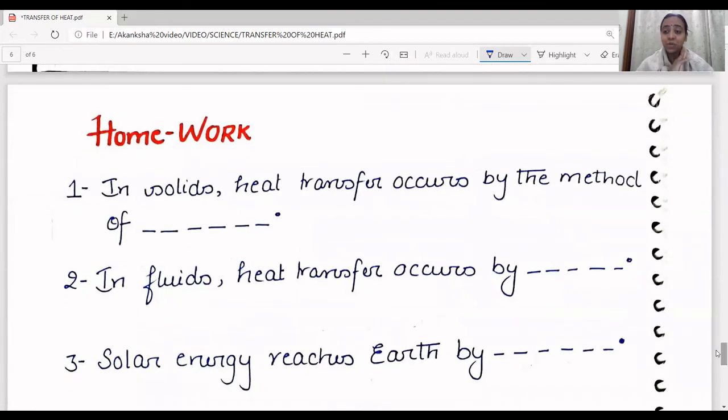Okay, this is the time to do some homework. I've asked certain questions and I want you to solve them. Please give me the solutions in the comment boxes. I'll definitely answer those questions and tell you whether they are correct or not.